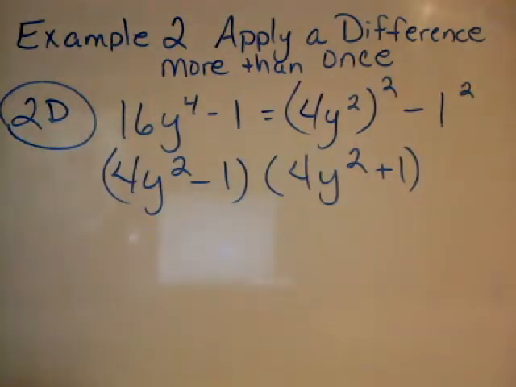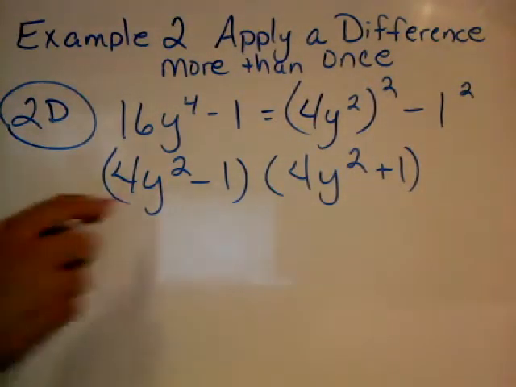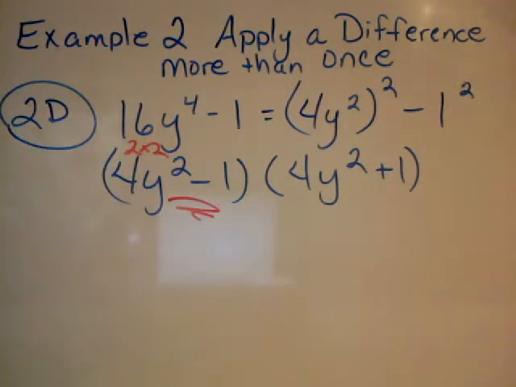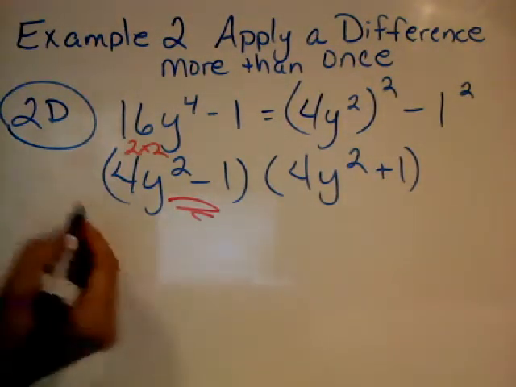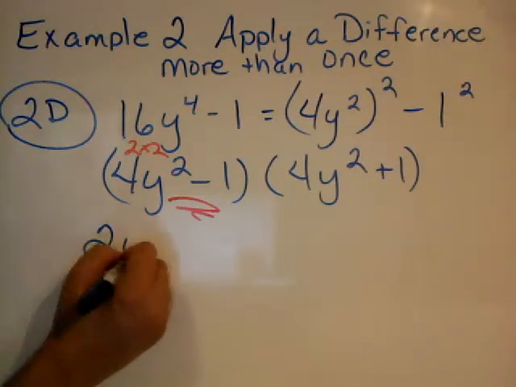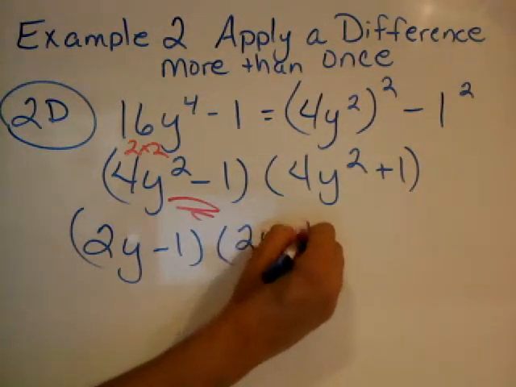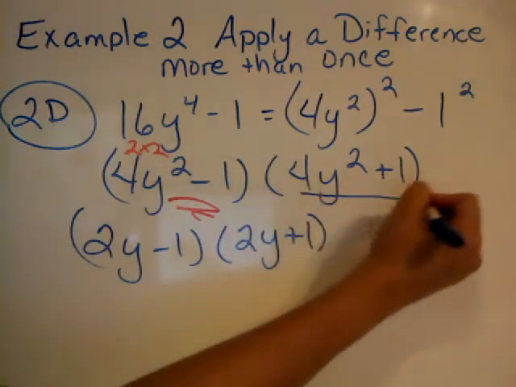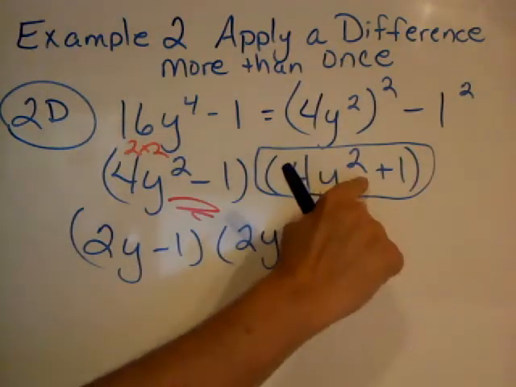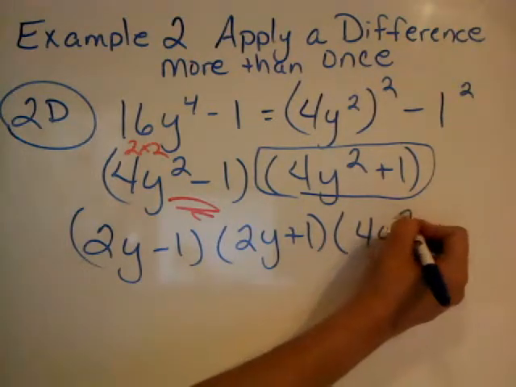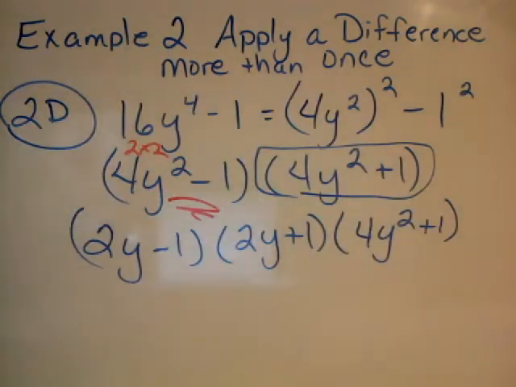I do have the difference of a square right here because 2 times 2 is 4. So I know that I can say 2y minus 1 times 2y plus 1. I'm leaving this just like it is because it is not the difference of a square. 4y squared plus 1.